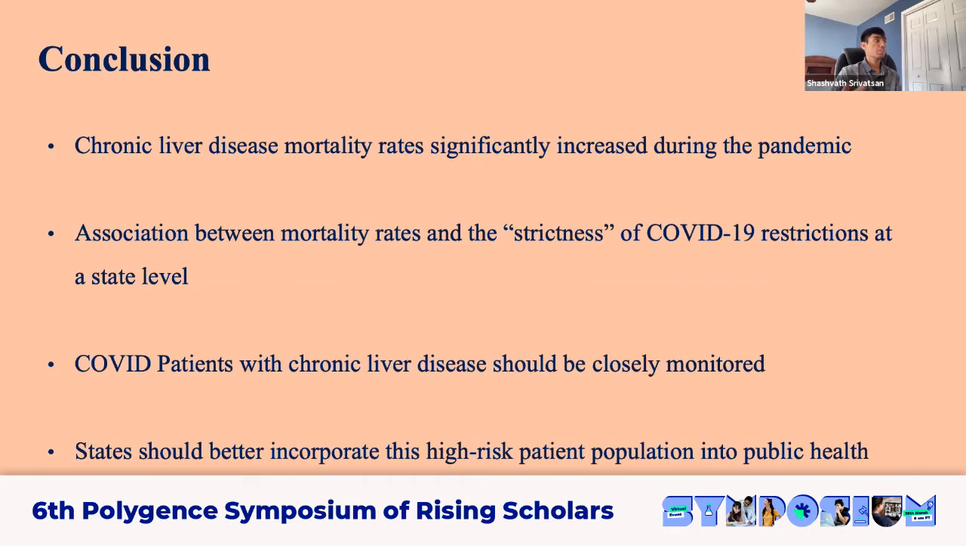So, in conclusion, chronic liver disease mortality rates significantly increased during the COVID-19 pandemic. There seems to be some sort of an association between mortality rates and the strictness of COVID-19 restrictions at a state level. As new variants emerge and the pandemic continues, patients with chronic liver disease should be closely monitored, and states should better incorporate this high risk population into public health decision making.